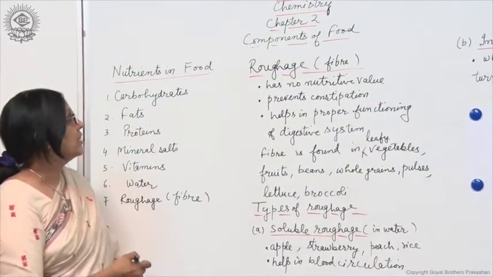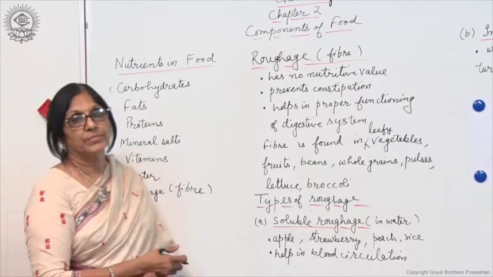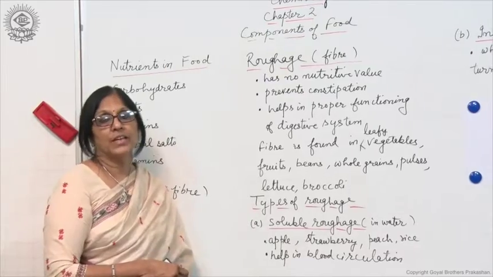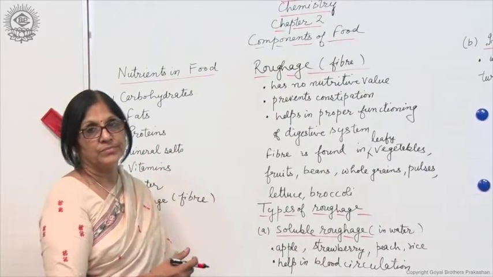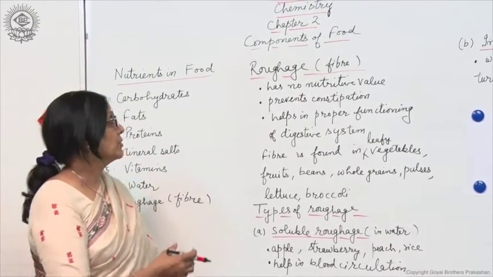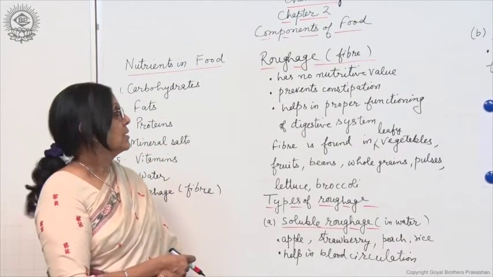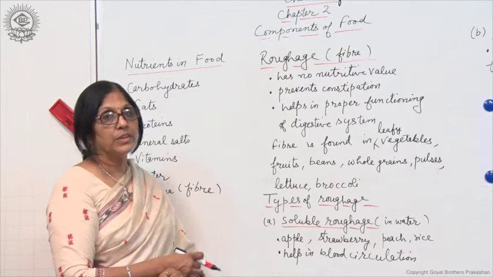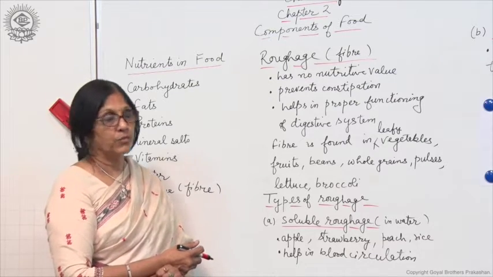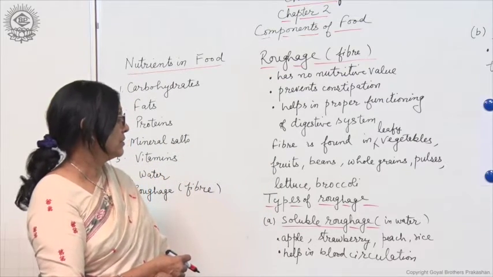Now the seventh very important component of the food is roughage. Roughage means fiber. Fibrous foods have this roughage. Though roughage does not have any nutritive value, it does not give energy, it does not build the body, but it is very important because it helps to cure constipation, and it should be included in the diet. That is, whole grain food should be taken in the food. Also it helps in the proper functioning of the digestive system.